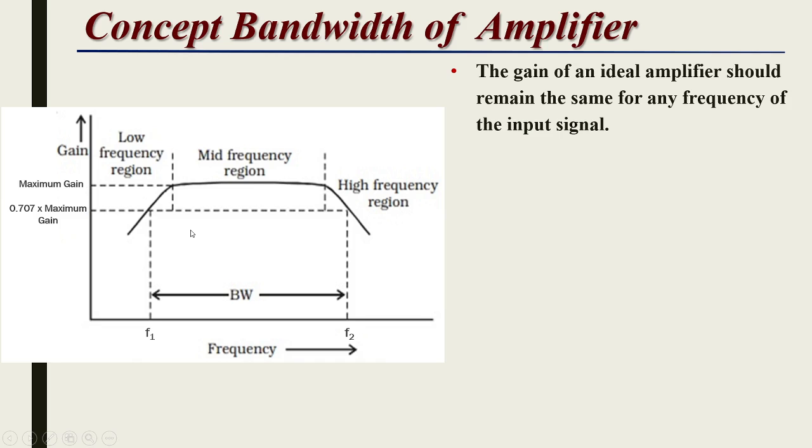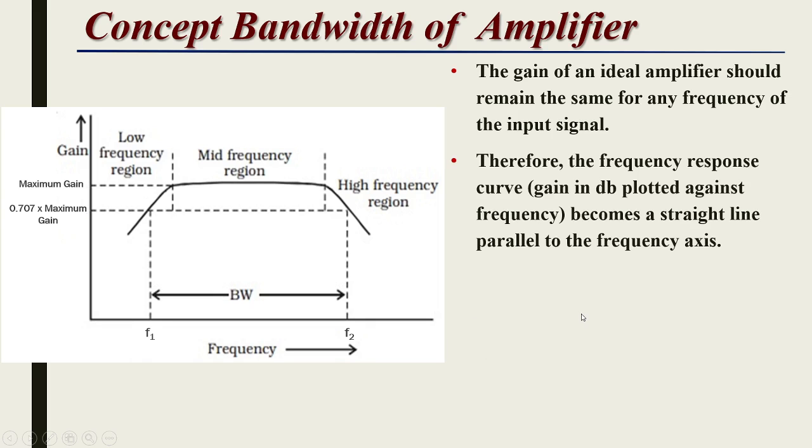So the gain of an ideal amplifier should remain the same for any frequency of the input. That means the amplifier must be capable of amplifying the frequencies from 0 to infinity equally. That means all the frequencies can be amplified equally. Therefore the frequency response curve, that is gain in dB plotted against frequency, becomes a straight line parallel to the frequency axis. So this dotted line represents the ideal frequency response.